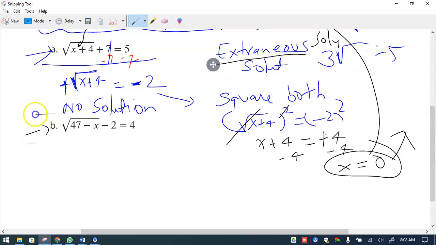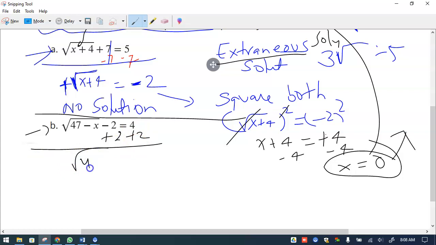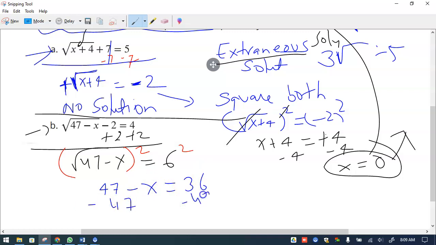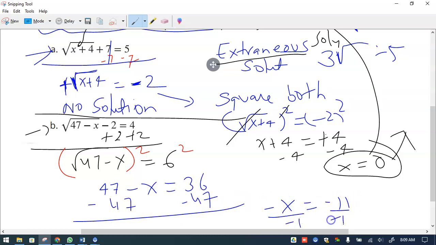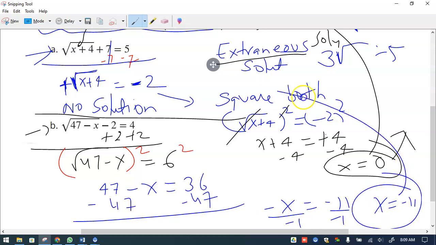And for the second problem, first add 2 to both sides. So we get the square root of 47 minus x equals 6. And now square both sides. When you square both sides, the square and square root go away, and you get 47 minus x equals 36. Subtract 47 from both sides and you get minus x equals negative 11. Dividing by minus 1, x equals 11. You can also plug this in right here.